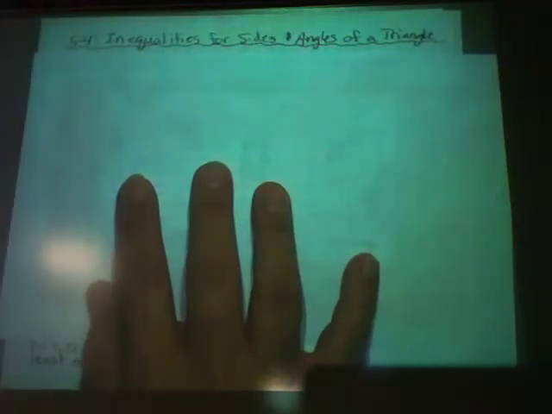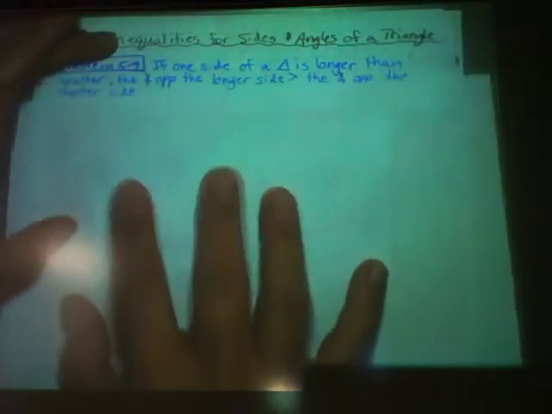All right, so 5.4 talks about inequalities for sides and angles of a triangle. You've already learned that if you have congruent angles inside of a triangle, then the sides opposite those angles are also congruent. So you're going to learn something else about, well, what if you don't have congruent angles? You can still figure out which is the largest side and which is the smallest side, just by looking at angles, and vice versa. By looking at sides, you can figure out which is the largest angle and which is the largest or the smallest angle.